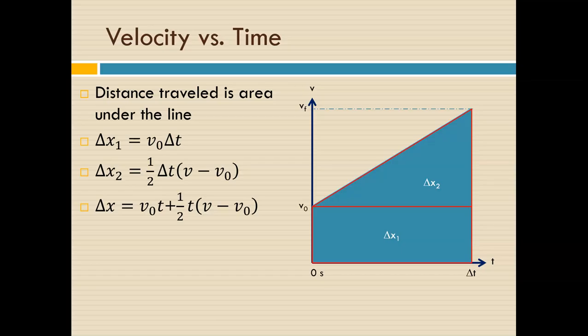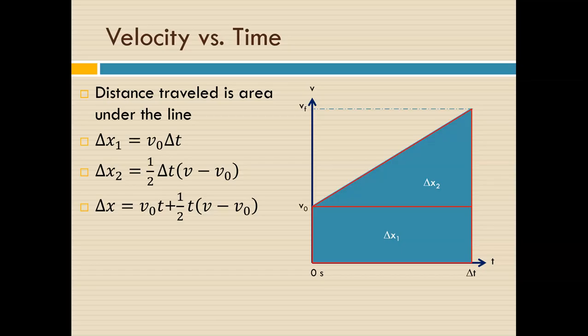Delta x1 is equal to v0 times delta t. Delta x2 turns out to be 1/2 delta t times v minus v0. That's what we got from the previous lecture that we had on Monday. Now to find the total, all I got to do is add those two together. And that gives me delta x equals v0t plus 1/2 t times v minus v0. Wow, that's an alphabet soup, isn't it? It's not that bad. Here's what we're going to do. We're going to simplify that a little bit.